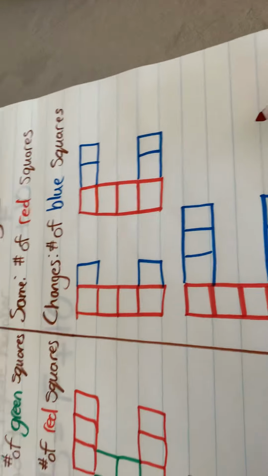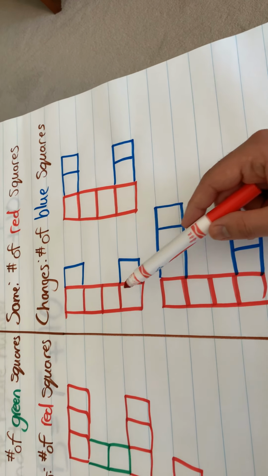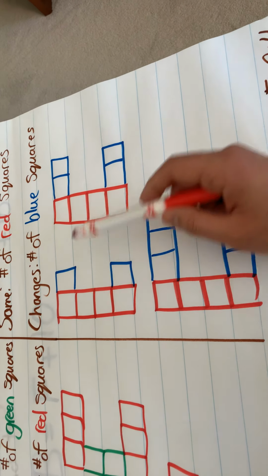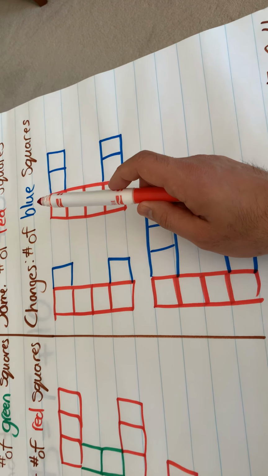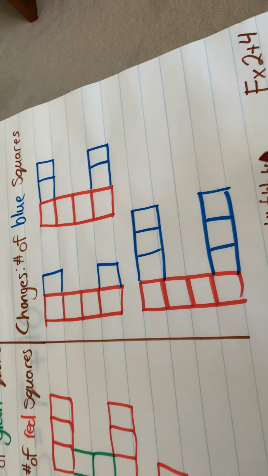What about Megan's? Well, here's Megan's design. What stays the same? The number of red squares. 1, 2, 3, 4. What changes each time is the number of blue squares. I got 2, then I got 4, and then I got 6.